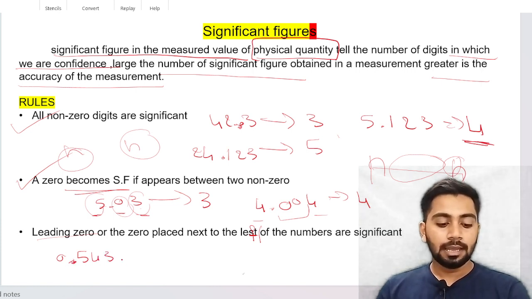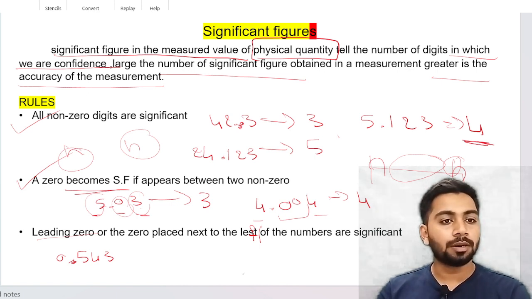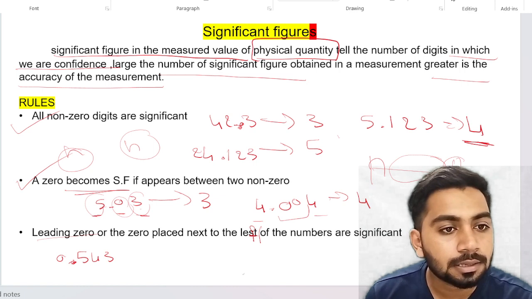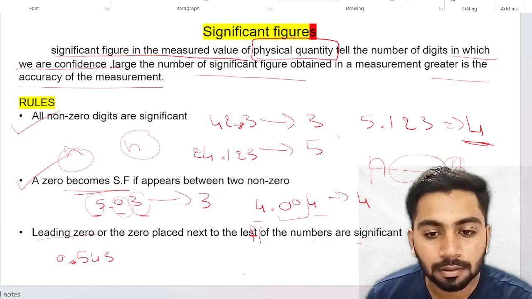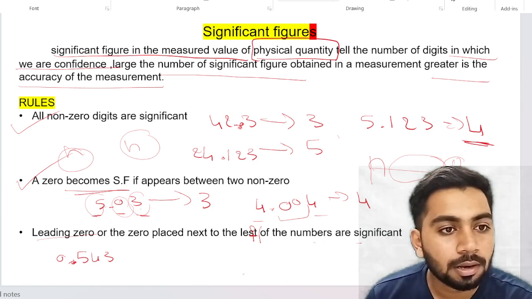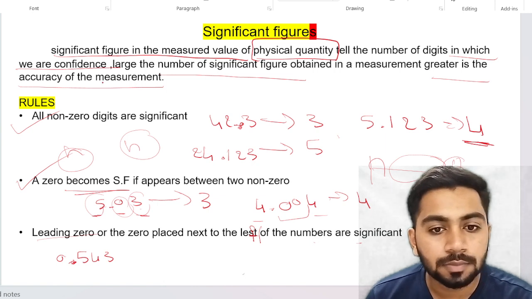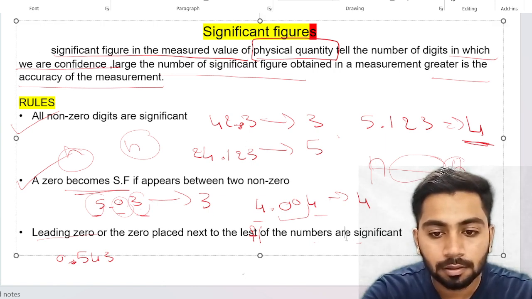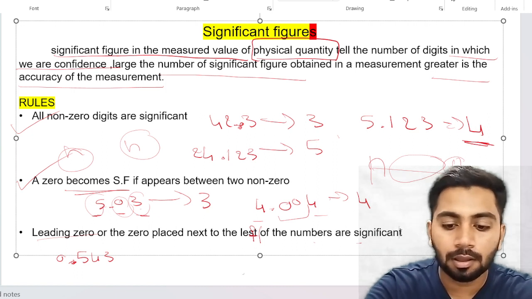One minute, guys. Just one minute. There is some mistake in this sentence. Some mistakes happen.